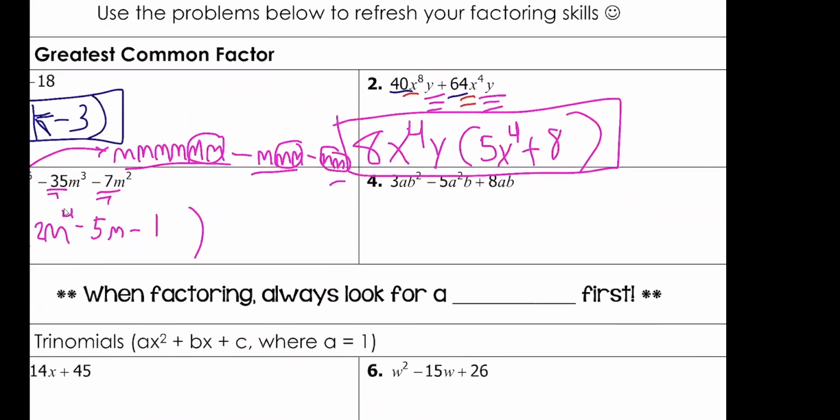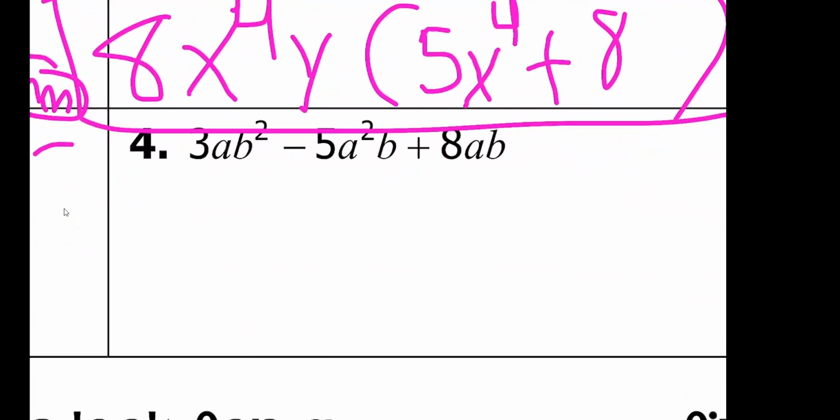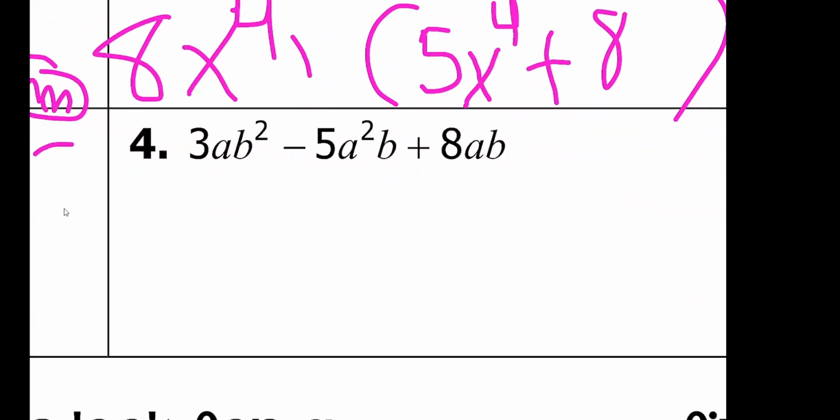Let's look at 4, and I'll zoom out if you need it. So for 4, let me just erase that. You want to look at your constants. Is there anything you could pull out of a 3, a 5, and an 8? No, the only thing you could pull out is a 1, but we're not going to write that. So there's really not anything I can pull out for my coefficient.